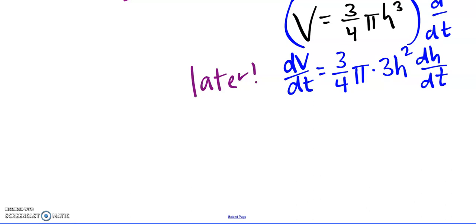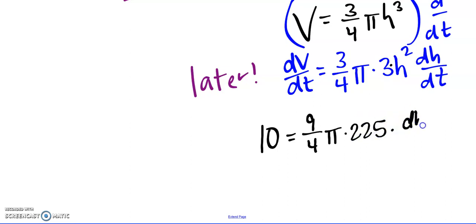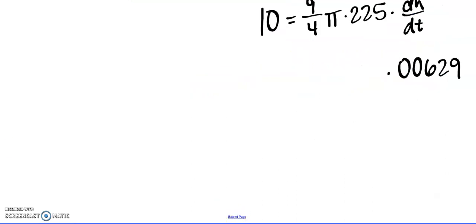So dV/dt, according to the information that was provided, was equal to 10 cubic feet per minute. 3 and 3 makes 9/4 pi. Because it's later, h is 15, square it becomes 225, and dh/dt is my mystery. Now, if you have your calculator, yes, you can divide over if you're very, very careful, and you can come up with the answer of 0.00629. But if you're not so careful with your calculator, things are going to go awry, which is where I suggest we just use a little bit of math and just go slow.